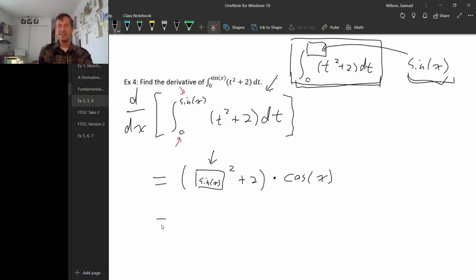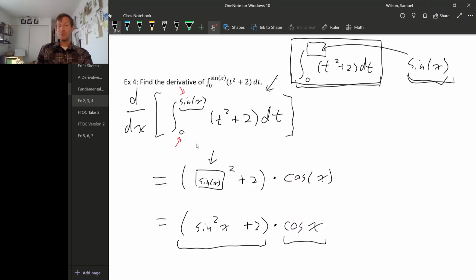All right, so to clean this up a little bit, I guess you'd write sine squared x plus 2 times cosine x. So there is our derivative, right? This piece sort of corresponds to the derivative of the integral part, and this piece is from the chain rule because we had sine x in here instead of just x.